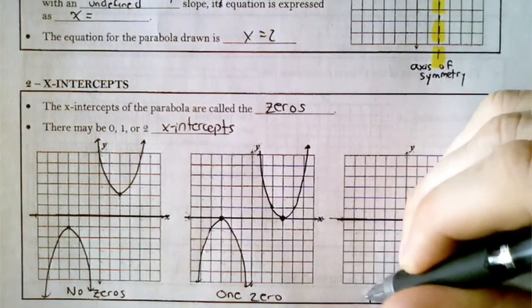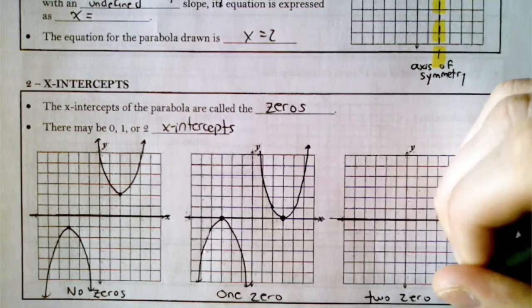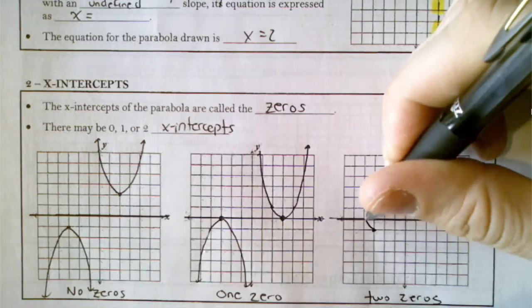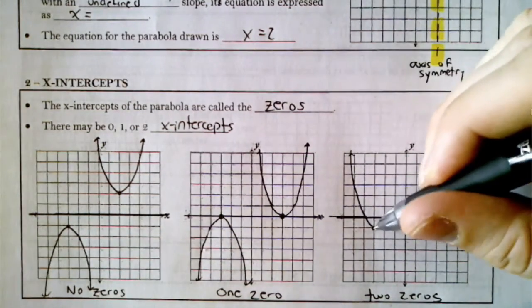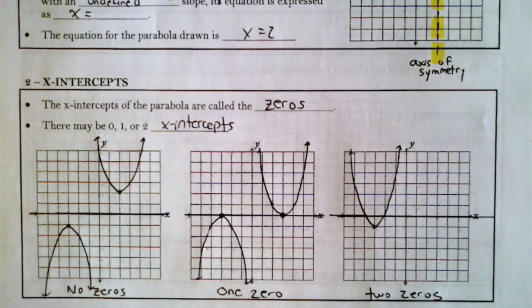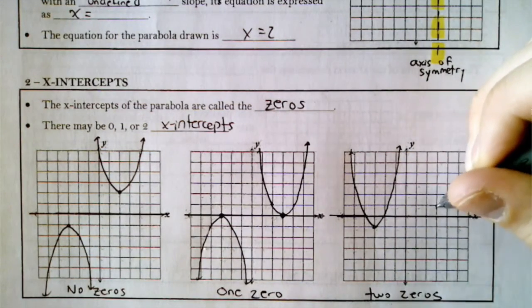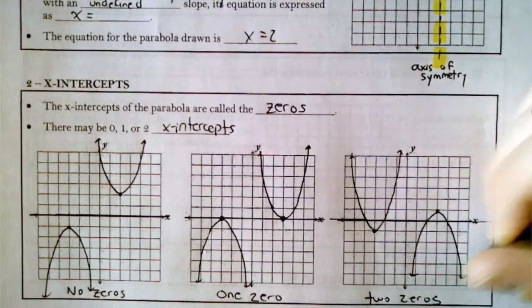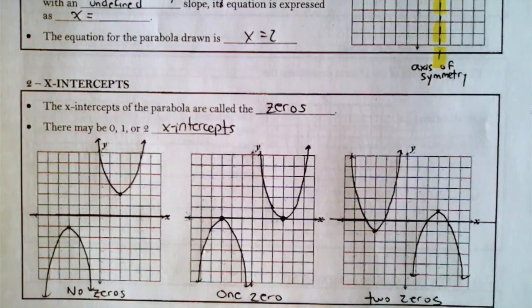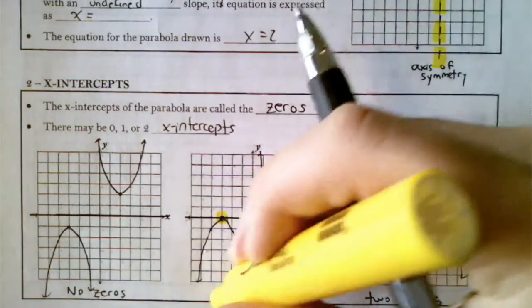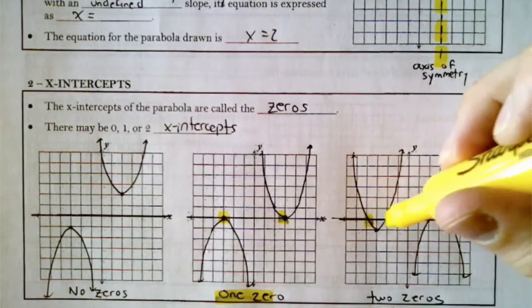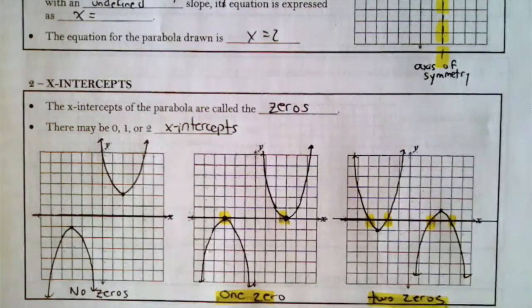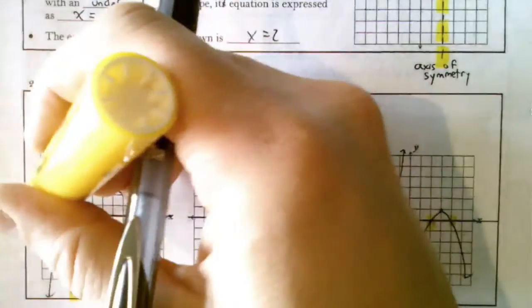The most common is 2 zeros. That's where we have a point down here, and we open up. Or we have a point up here, and we open down. So 1 zero, 1 zero. 2 zeros, we got one there, one there, one there, one there. And no zeros. We don't cross.